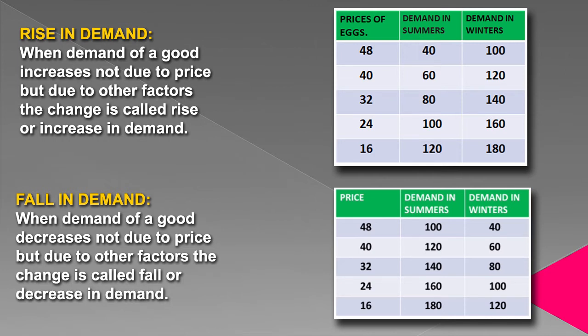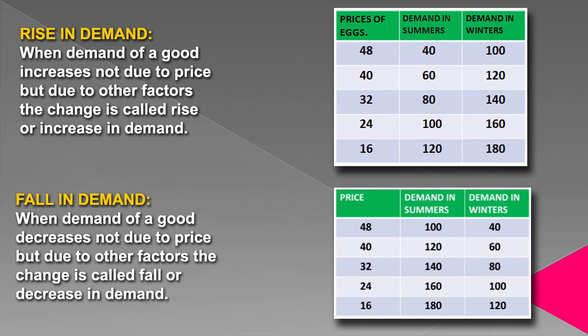Now, in table number 2, fall in demand is indicated. In column 1, prices are taken. In column 2, demand in summers is taken. And in column 3, again we are indicating a change of a season, and here demand is indicated because of a change in a season. At 48 price, demand in summers was 100. At 40, it was 120. At 32, it was 140. At 24, it was 160. And at 16, it was 180.